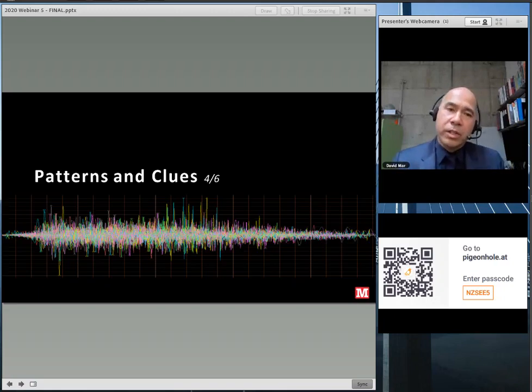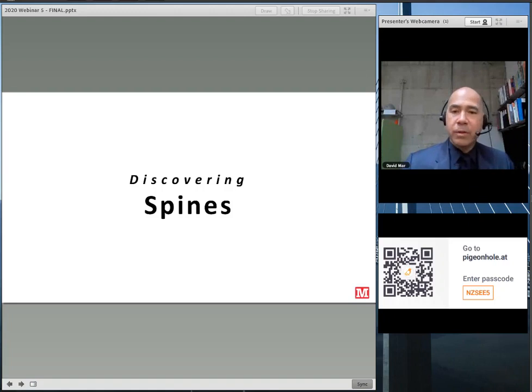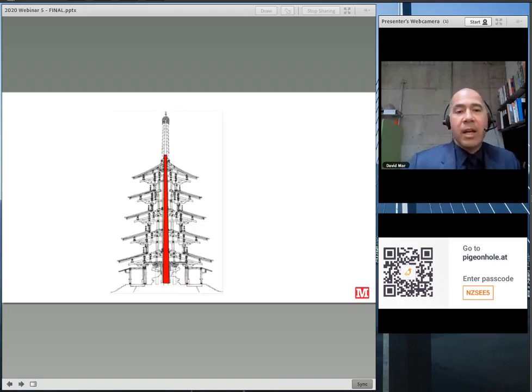So now I'm going to switch and talk about patterns and clues, and these are retrofits where I would learn something in terms of how buildings really can perform. The first pattern and clue was the discovery for me of mode shaping spines. An example of this is the Shimbashira, the central pole in a Japanese pagoda.